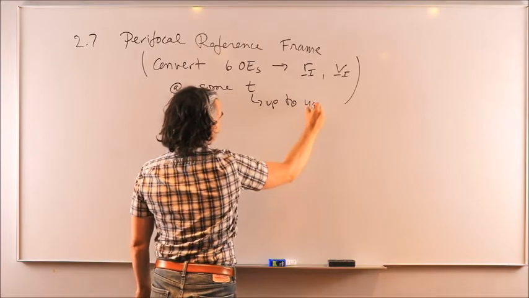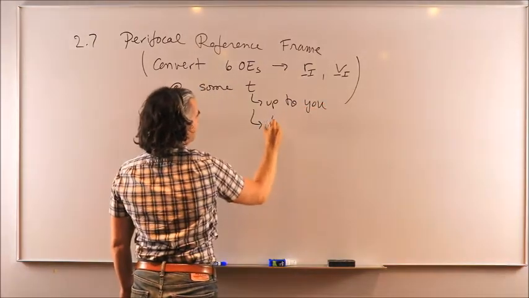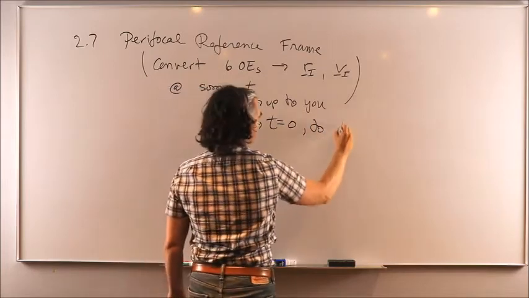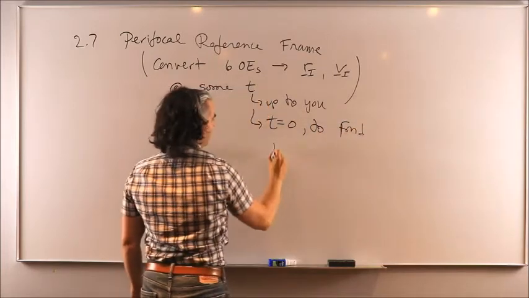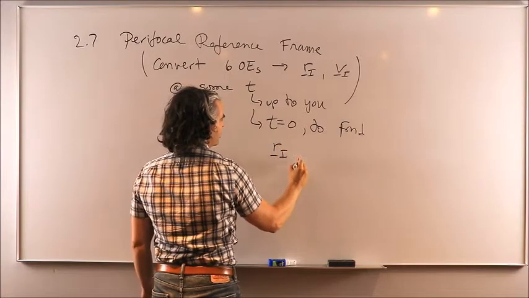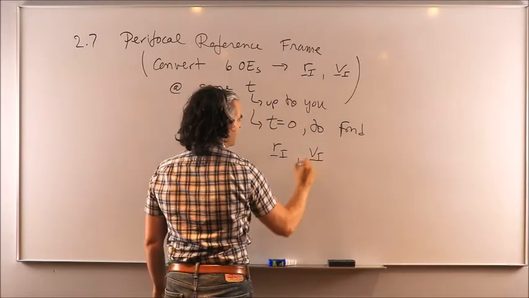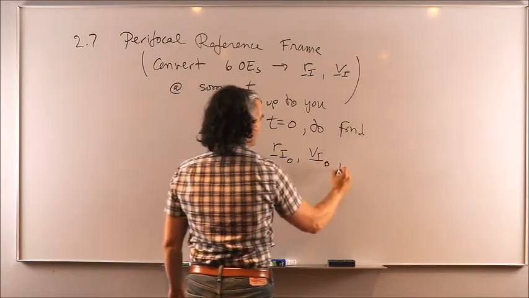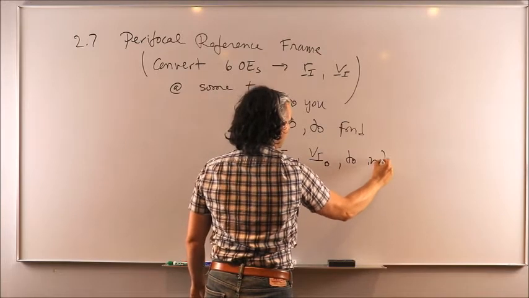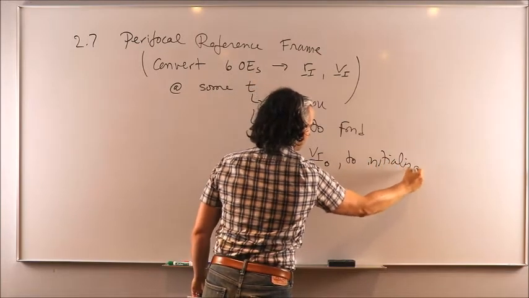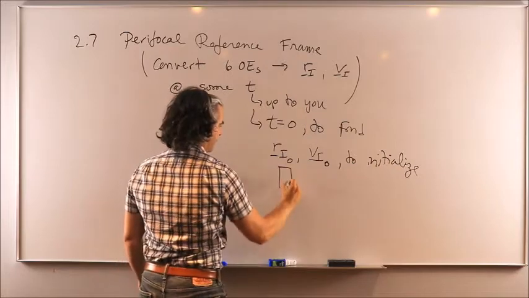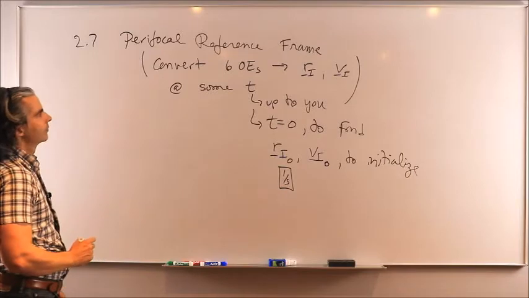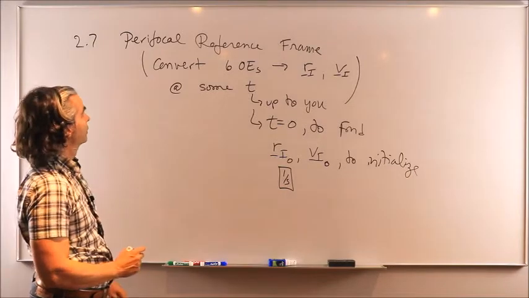Up to you. I'm going to say you're going to set t equals 0 to ultimately find some position and velocity vectors in ECI, specifically at t equals 0, and that is to initialize the 1 over s blocks in Simulink. Well, that is a big title for a subsection.